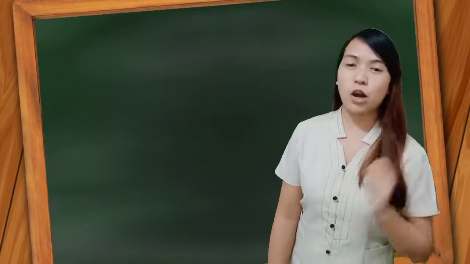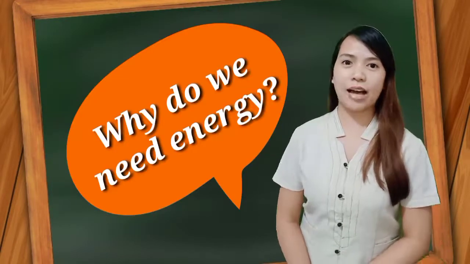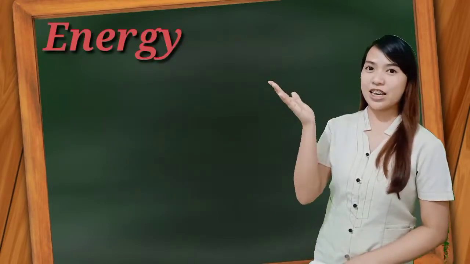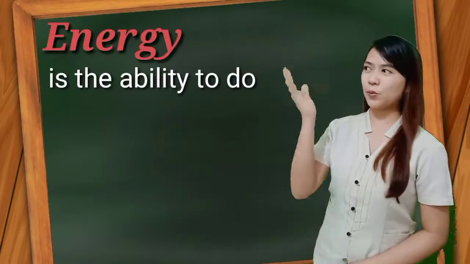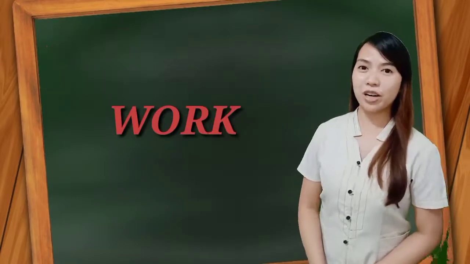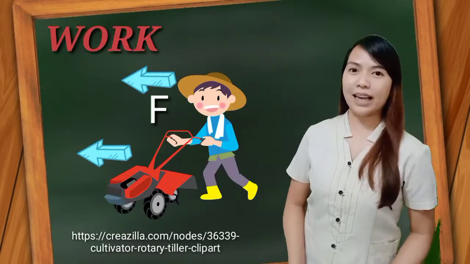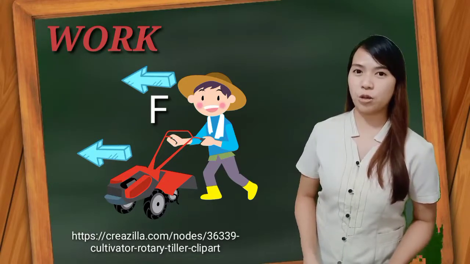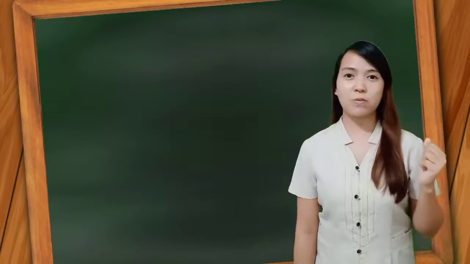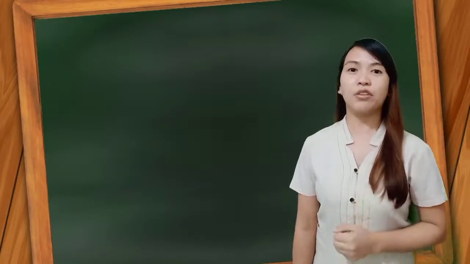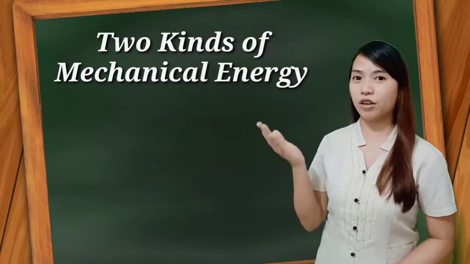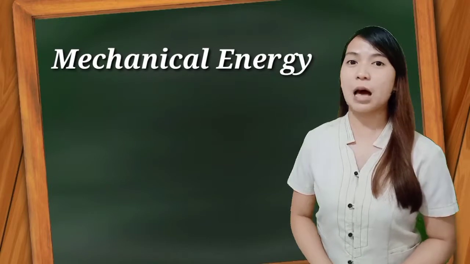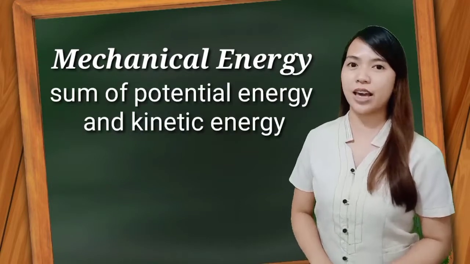Have you ever wondered why we need energy in order to accomplish work or a task? It is simply because energy is the ability to do work. When we say work, there must be a force applied and the object moves in the direction of the applied force. There are many different forms of energy. Today, we will focus on the two kinds of mechanical energy. Mechanical energy is defined as the sum of potential energy and kinetic energy.